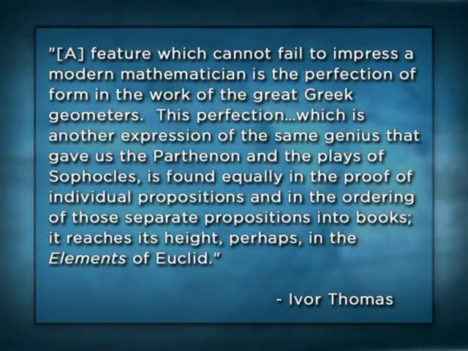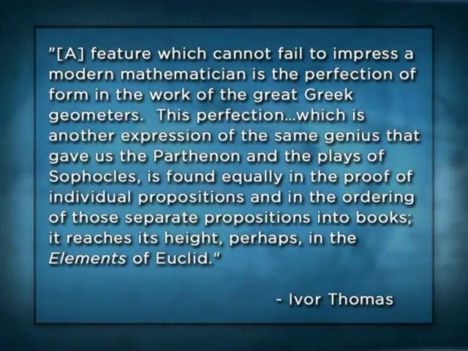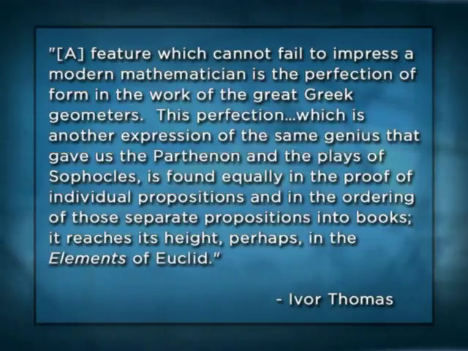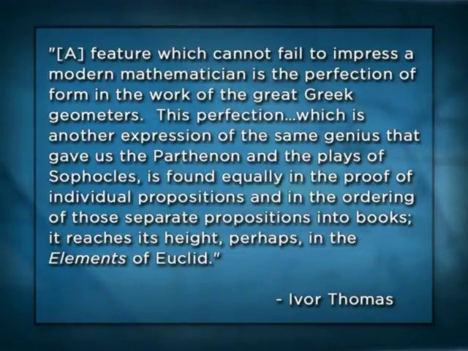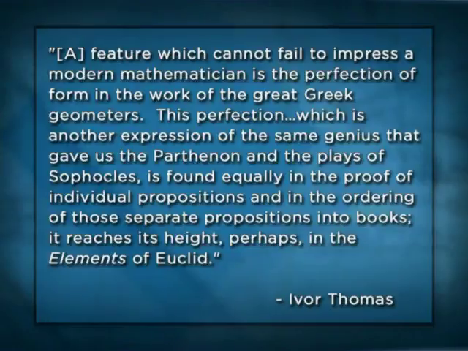Thomas said this: "A feature which cannot fail to impress a modern mathematician is the perfection of form in the work of the great Greek geometers. This perfection, which is another expression of the same genius that gave us the Parthenon and the plays of Sophocles, is found equally in the proof of individual propositions and in the ordering of those separate propositions into books. It reaches its height, perhaps, in the Elements of Euclid."